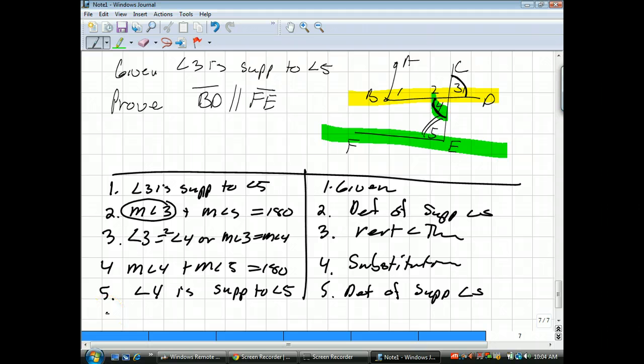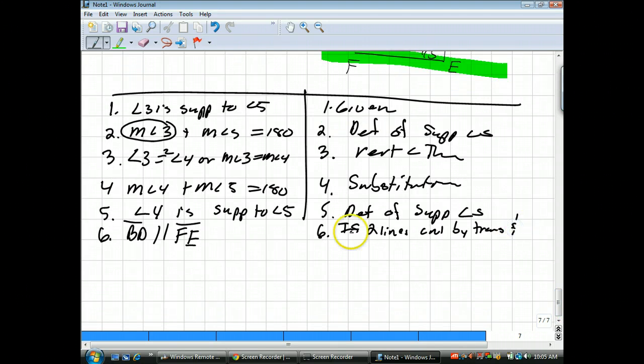And therefore, if I have two lines cut by a transversal and same side interior angles are supplementary, then the lines are parallel. So segment BD is parallel to segment FE. And the reason is if two lines are cut by a transversal and same side interior angles are supplementary, then the lines are parallel.